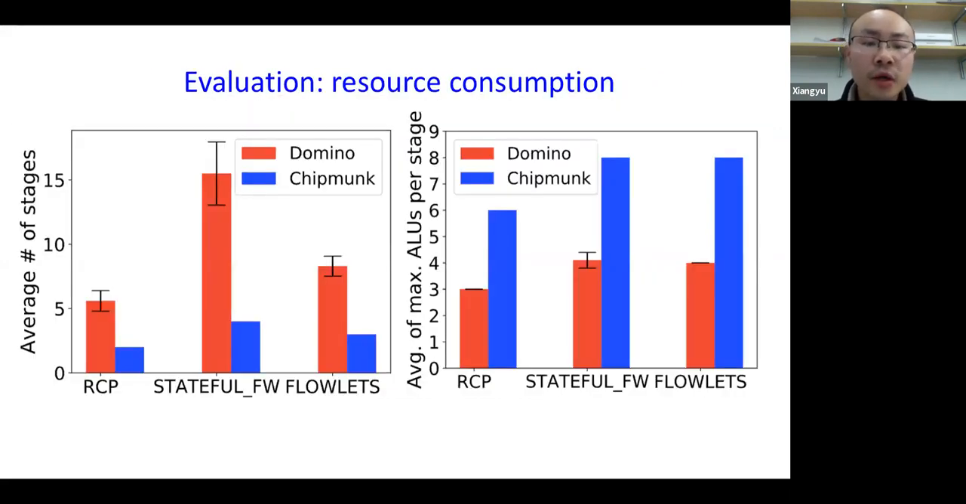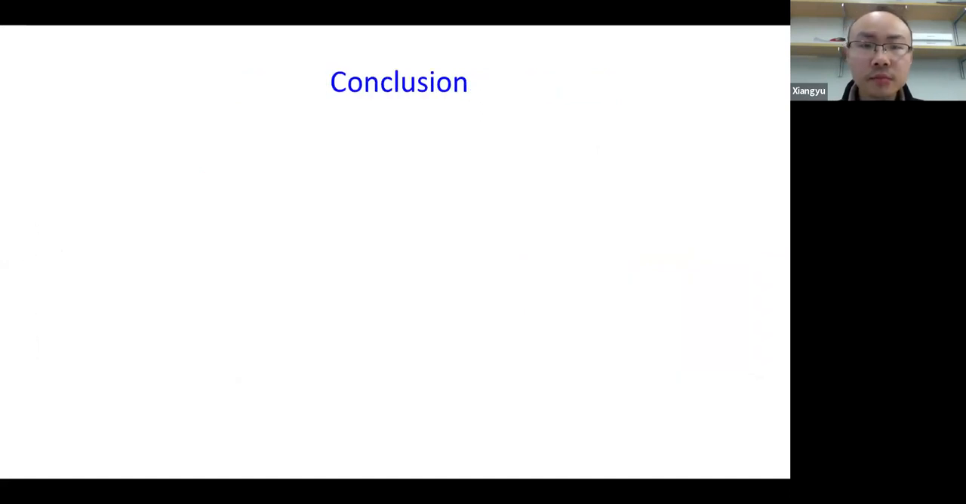For mutations where both Domino and Chipmunk are successful, Chipmunk can use fewer resources. It will use fewer pipeline stages, which are more constrained in programmable switches, because most programmable switches only have around 10 stages. Sometimes Chipmunk may consume more ALUs per stage than Domino, but given that there are hundreds of ALUs available per stage in most programmable switches, this is not a huge problem.